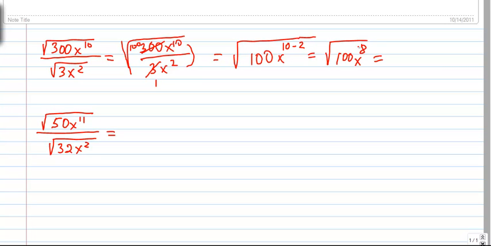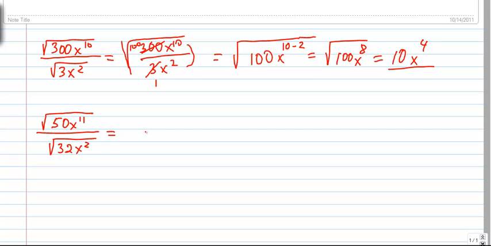100 is a perfect square, and the power is an even number, so a very convenient expression under the radical sign. So 100 comes out as 10, and we just need to divide the exponent by 2, and that becomes 4. So this is our final answer.